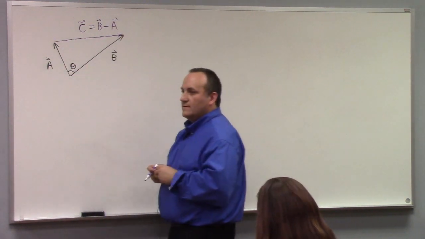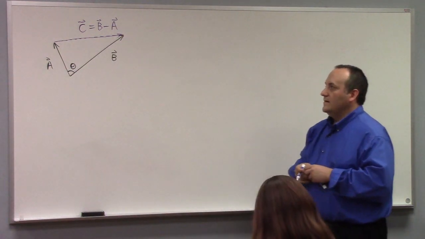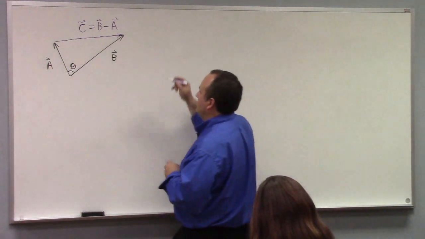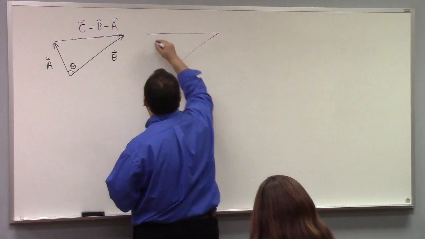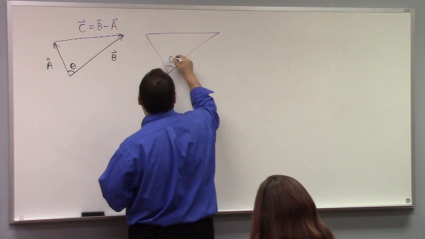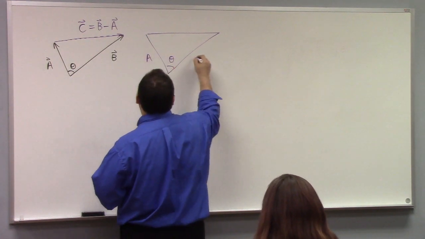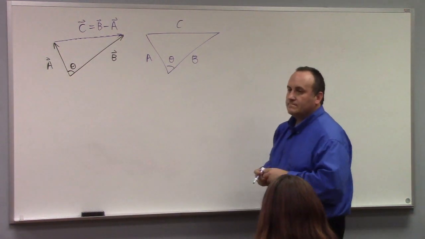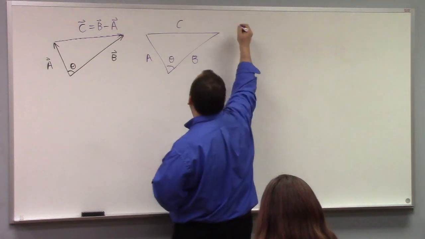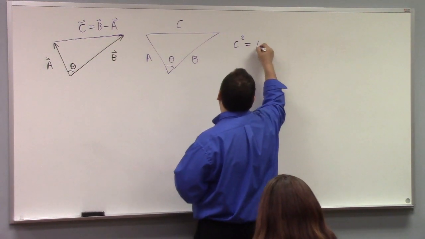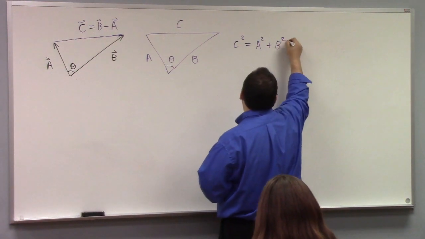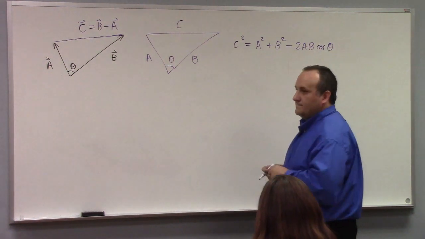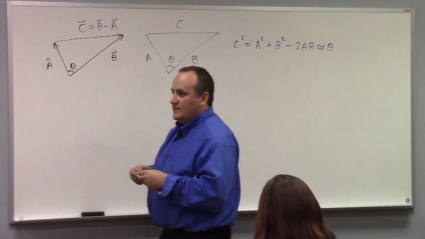All right. Can you guys tell me anything you know about this triangle? What if I just redraw the triangle over here, get rid of the vector nonsense, and just put a theta here. This is length A, this is length B, this is length C. How are A, B, and C related? Law of cosines, very good. So you know that C squared is equal to A squared plus B squared minus 2AB cosine of theta, right? Maybe you forgot it, but this is the law of cosines.